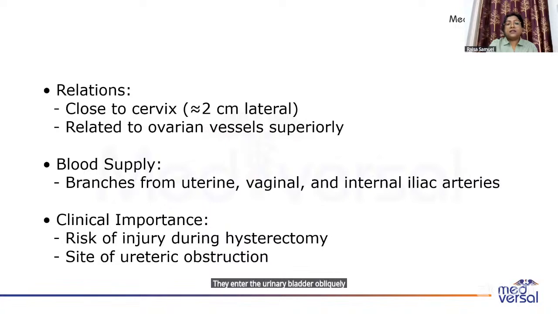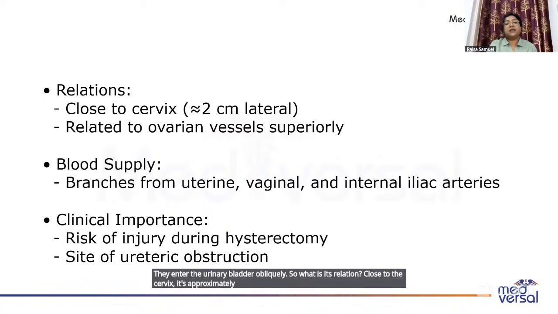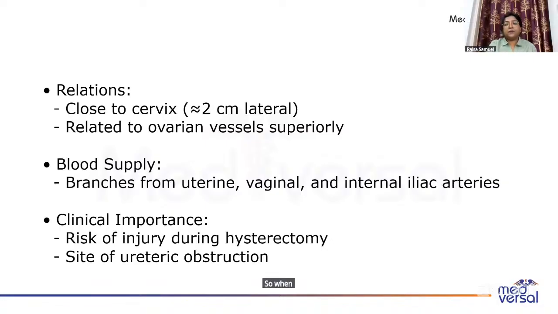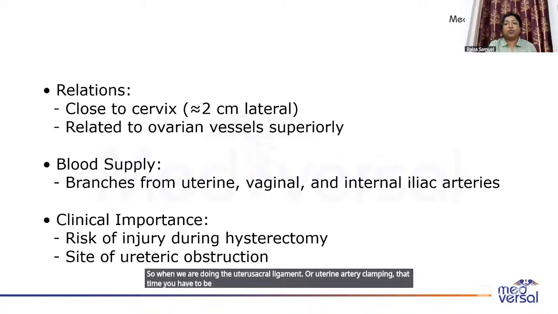So what is its relation? Close to the cervix, it is approximately 2 centimeter lateral. So when we reach 2 centimeter lateral to the cervix, you might encounter the ureter. When we are clamping the uterosacral ligament or uterine artery, we have to be very careful not to go too laterally, because if you go too laterally, you might encounter the ureter.